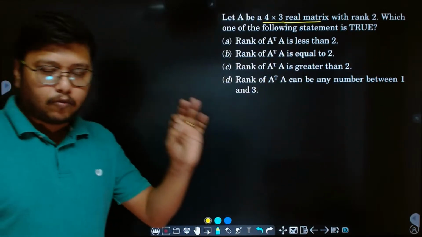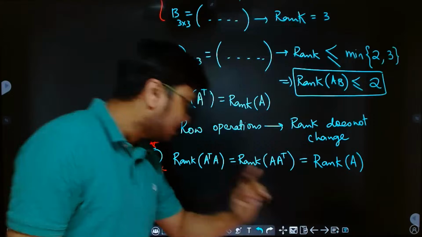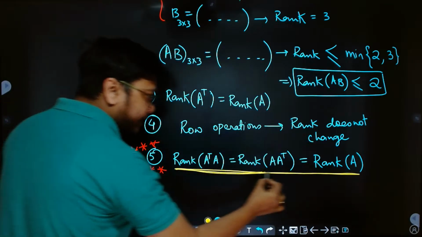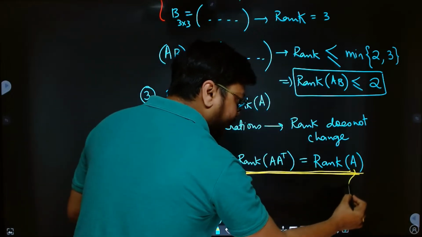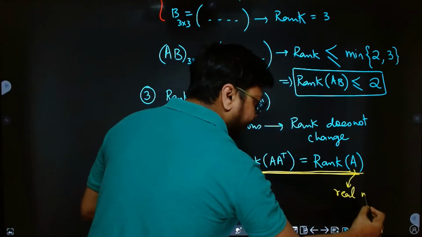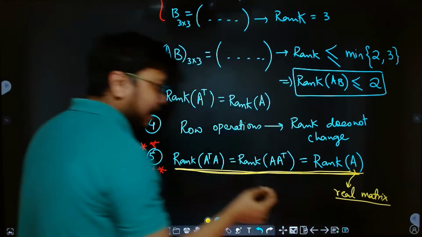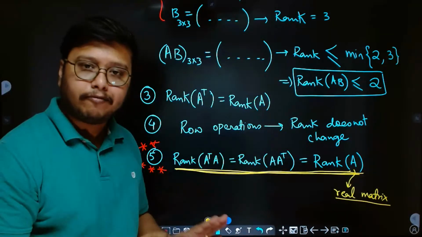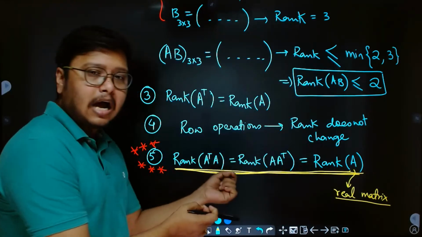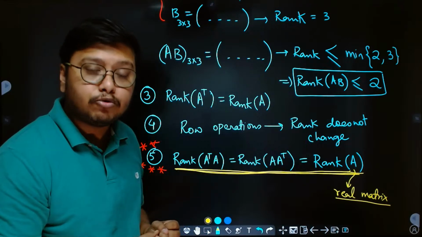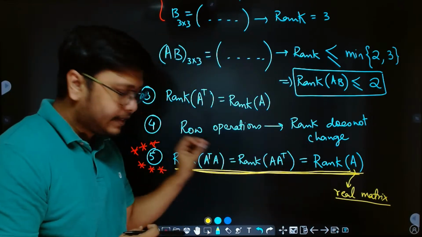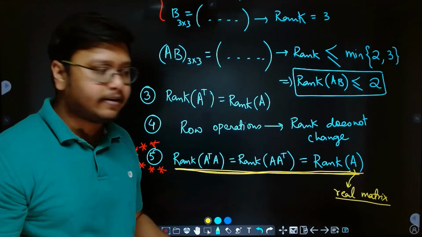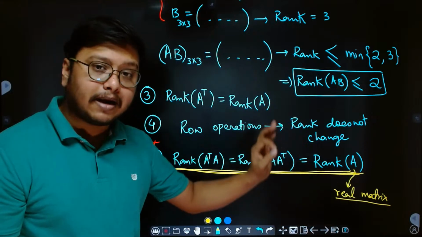One more thing I need to add, which I forgot. This property doesn't always work. This property works only when the A matrix is a real matrix. That means if any matrix has complex numbers as its elements, this property will not work. It will fail, because the product of i and i will create something that might reduce the rank. For the other properties, it is okay for any matrix, but only for the last one it will work if the matrix is a real matrix.